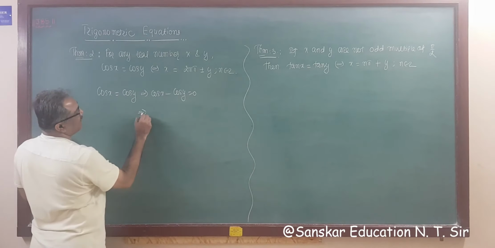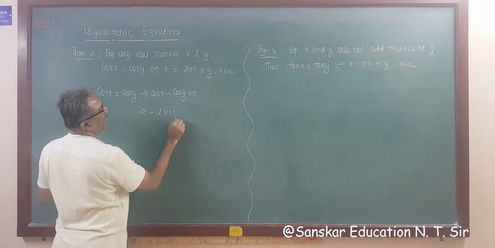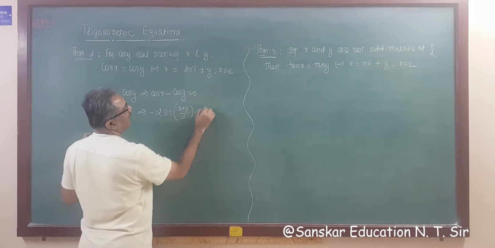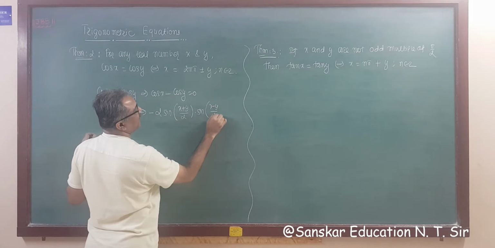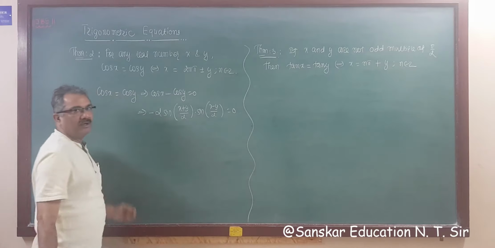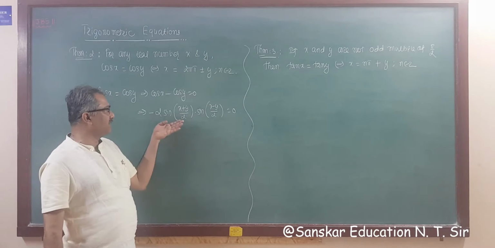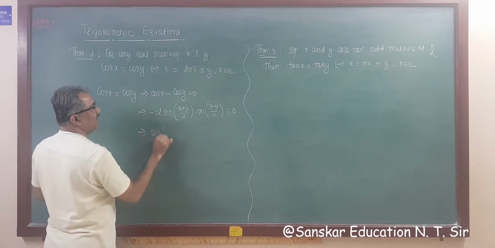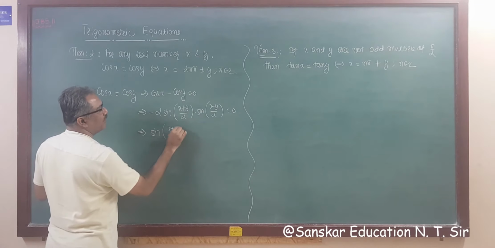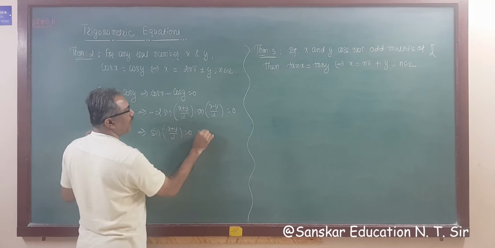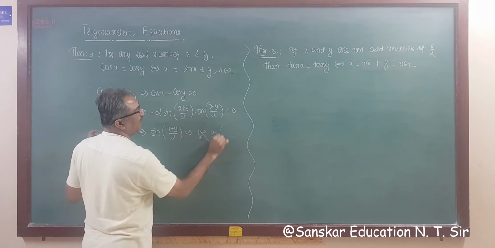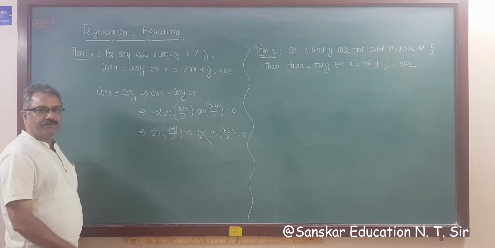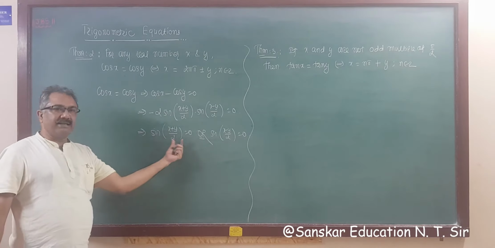So this implies minus 2 sine((x plus y)/2) into sine((x minus y)/2) is equal to 0. Now minus 2 is never equal to 0, so either this is equal to 0 or this is equal to 0. So this implies sine((x plus y)/2) is equal to 0, or sine((x minus y)/2) is equal to 0. Now this is sine theta is equal to 0.